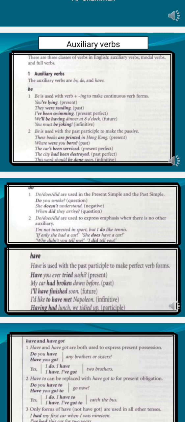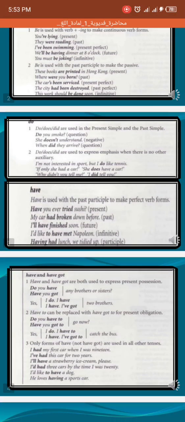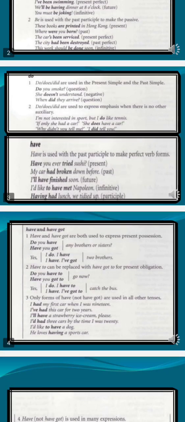Do, does, did are used in the present simple and the past simple. For example, do you smoke? In a question. She doesn't understand, in a negative. When did they arrive? In a question. Number two, do, does, did are used to express emphasis when there is no other auxiliary. For example, I'm not interested in sport, but I do like tennis. If only she had a car. She does have a car. Why didn't you tell me? I did tell you.